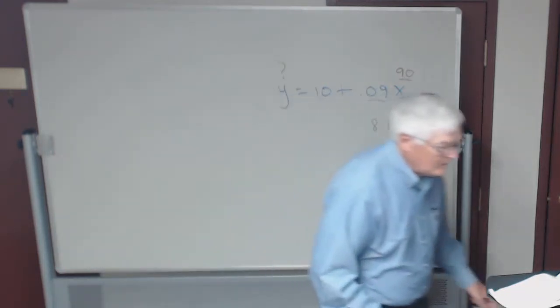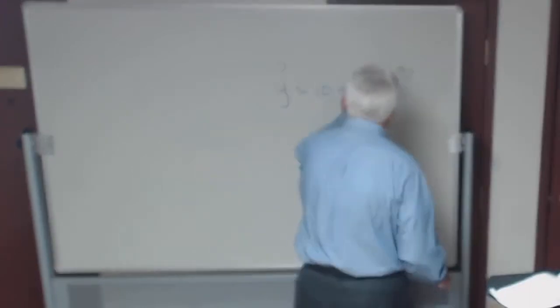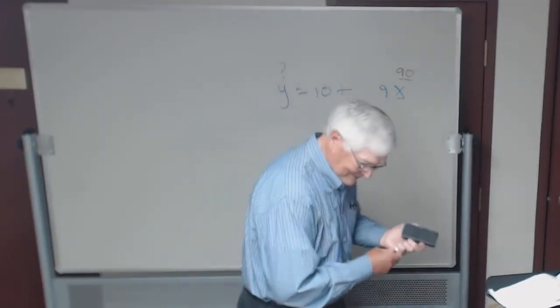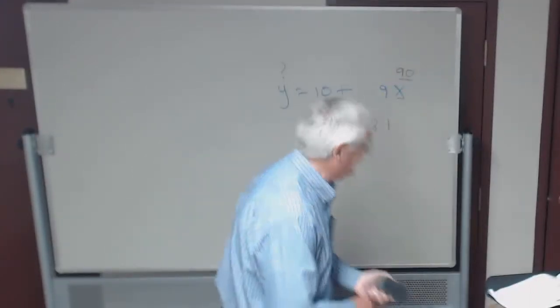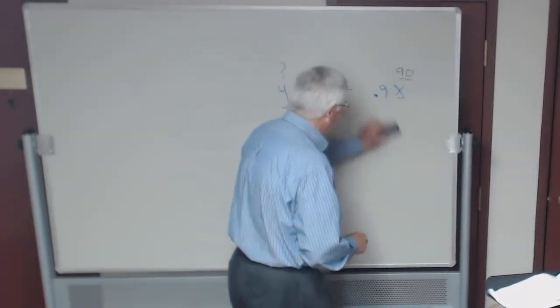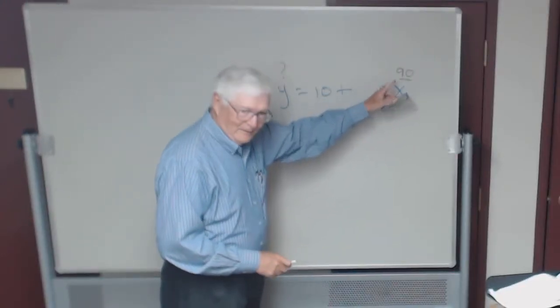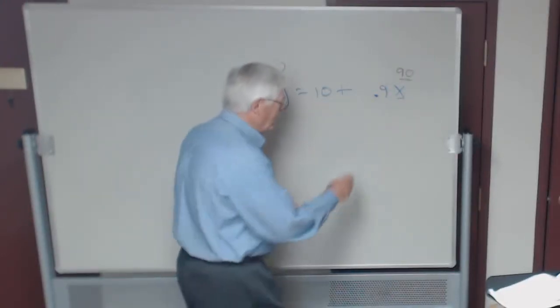The book says 0.9. Oh, it does? I was confused why I got it. You're right, it does. It is 81. I was like, no. 0.9. So now I take 0.9 times 90 and what do I get? 81. 81.